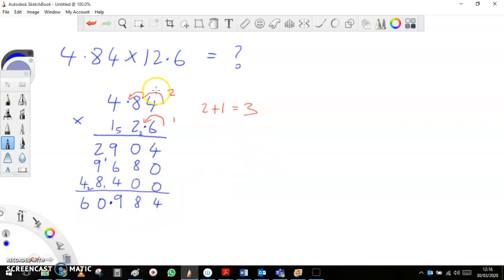Now a rough check on that. That's approximately 5. Right? 5 say multiplied by 12 equals 60. And it's kind of like 5 multiplied by 13, but you might know that in your head. So this answer does seem reasonable. So we'll go with 60.984.